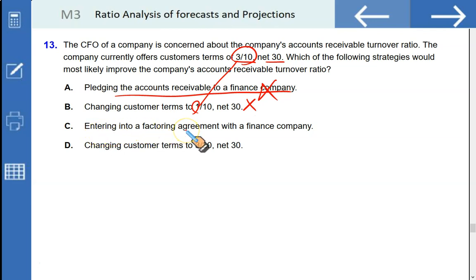What about C? Entering into a factoring agreement with the finance company. This way, a firm will sell its account receivables, account receivable will fall, and when the account receivable falls, your account receivable turnover would improve. That is the right option. Changing customer terms to 3/20 net 30. Now again, if you increase the discount days, if the payment is made within 20 days, then 3% off. In this case, the customers will delay. It will reduce the incentive to pay quickly. So this is again not recommended. C is the right option.